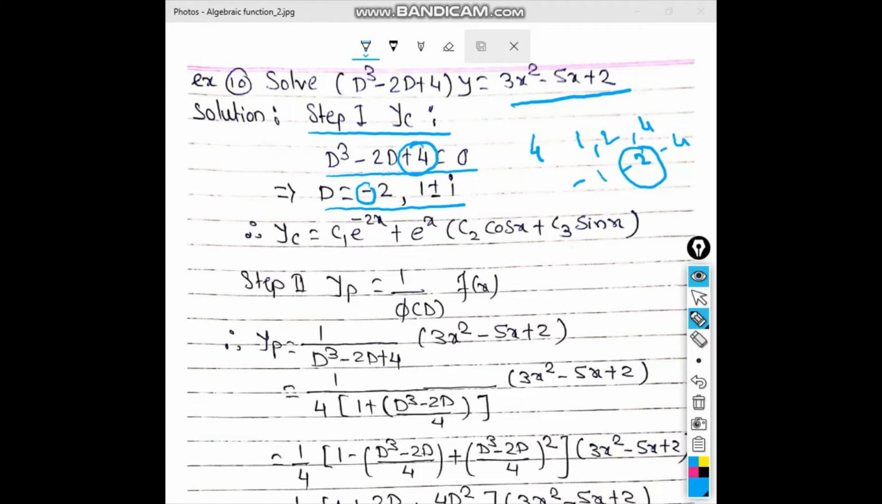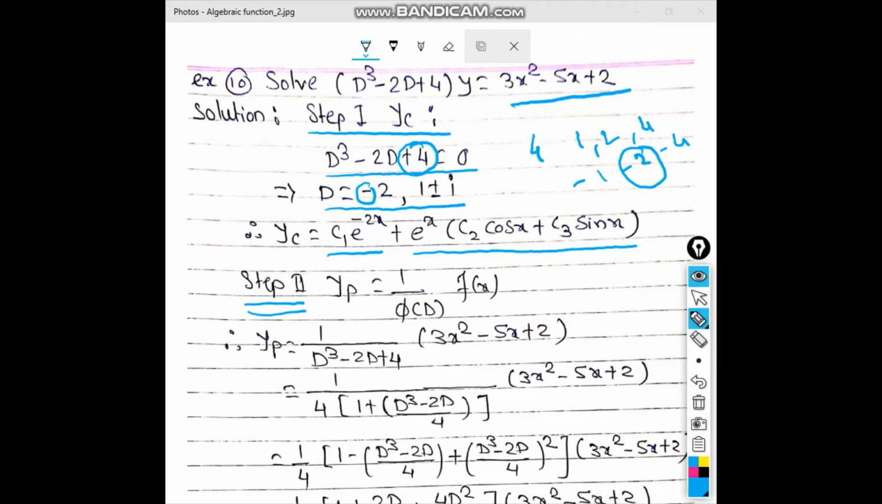And once you get these roots, yes, we know c1 e raised to m1 x plus e raised to alpha x times c2 cos beta x plus c3 sin beta x is our complementary function. Okay, so this part we already discussed in detail in the complementary function. The new part is here, step 2.